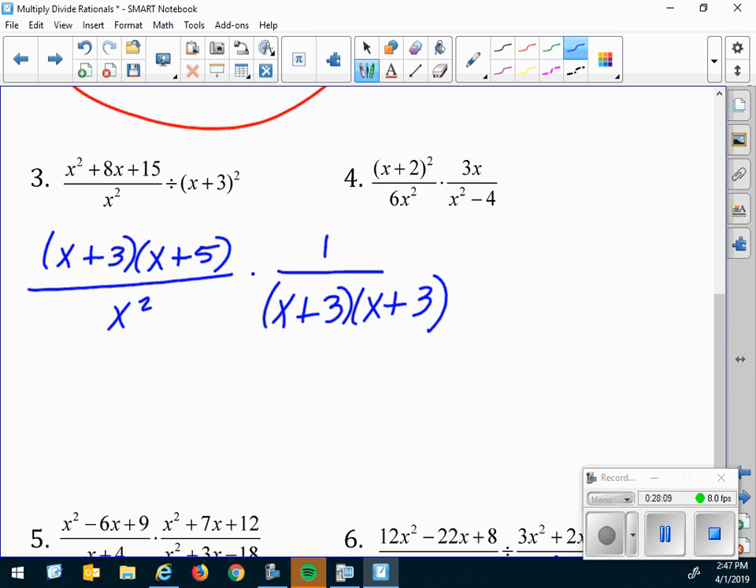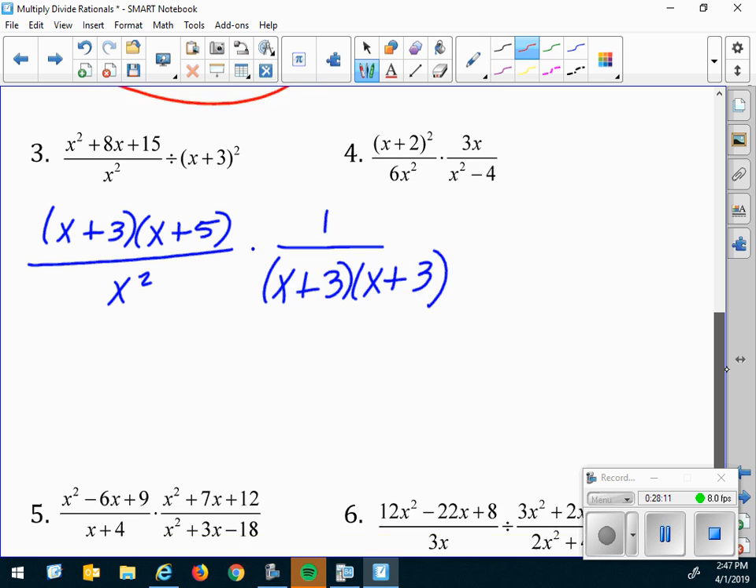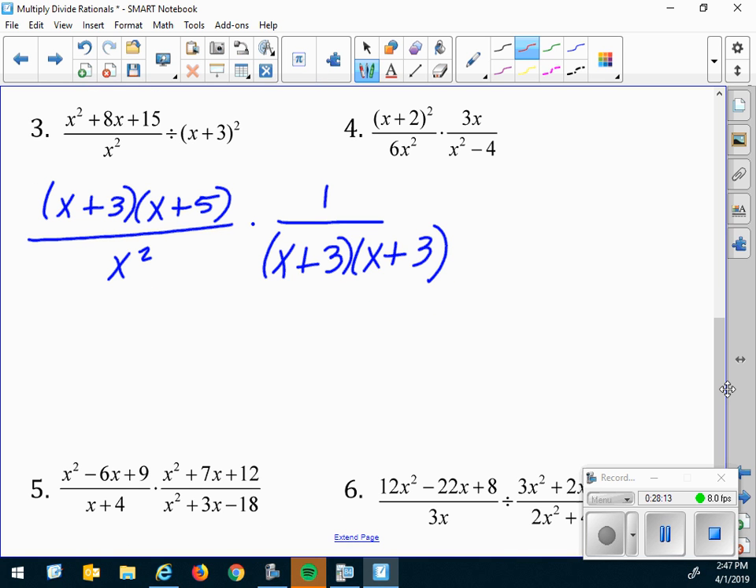Everything should be easier for you to see. Do you have anything that you can factor out? You got an x plus 3. Anything else? That's it. So your answer is x plus 5. Good.